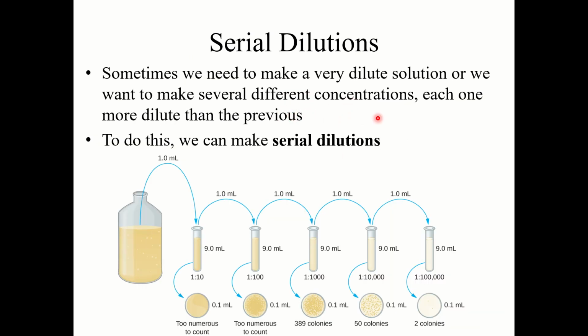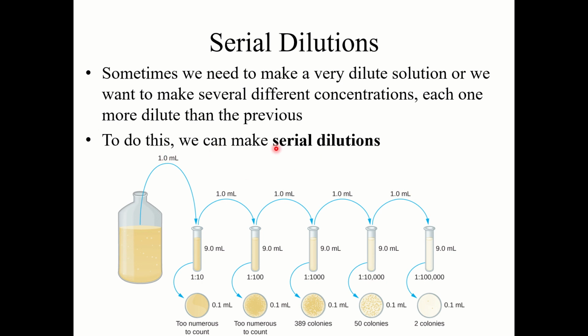All right, last thing we're going to talk about in this section are serial dilutions. Sometimes we need to make a very dilute solution, or we want to make several different concentrations, each one more dilute than the previous. To do this, we can make serial dilutions. So let's say, for example, we had some solution that was extremely concentrated, and we wanted it to get down to a 1 to 100,000 dilution. Now, maybe we don't have the necessary equipment to do this straight up, right? We don't have the equipment where we can just take a teeny tiny amount of this solution and then dilute it with water. Maybe we just have some pretty basic glassware that's just marked every milliliter.